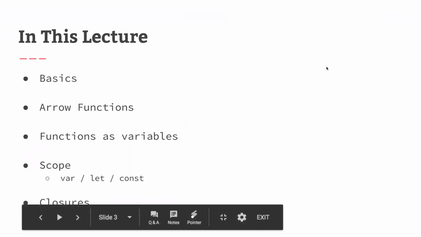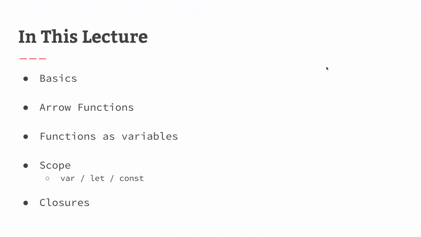I also want to talk about using functions as variables and some examples of that, or functions as values of variables. And then I want to talk about scope and the difference between var, let, and const. Scope is a really meaty subject. It's just tricky. So we'll work with it a little bit. And closures are sort of an extension of scope. So we'll talk about that as well.